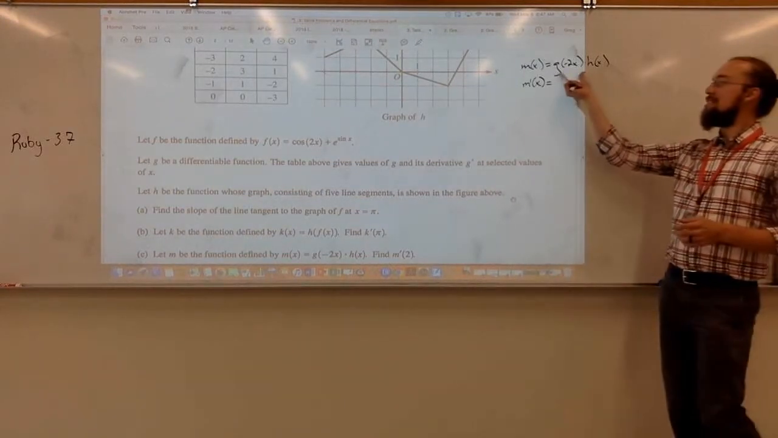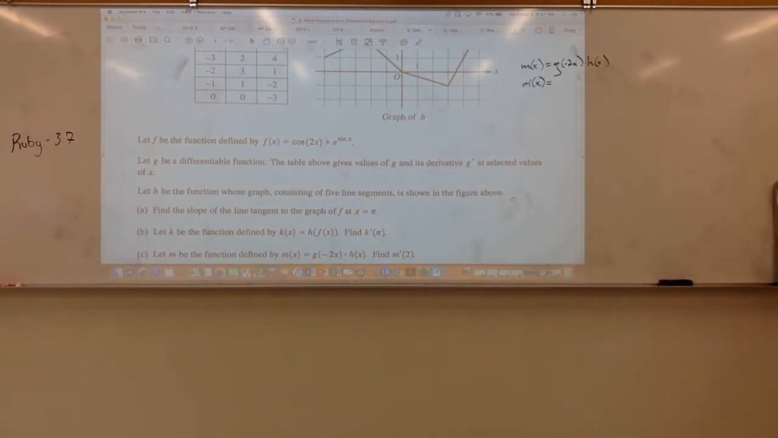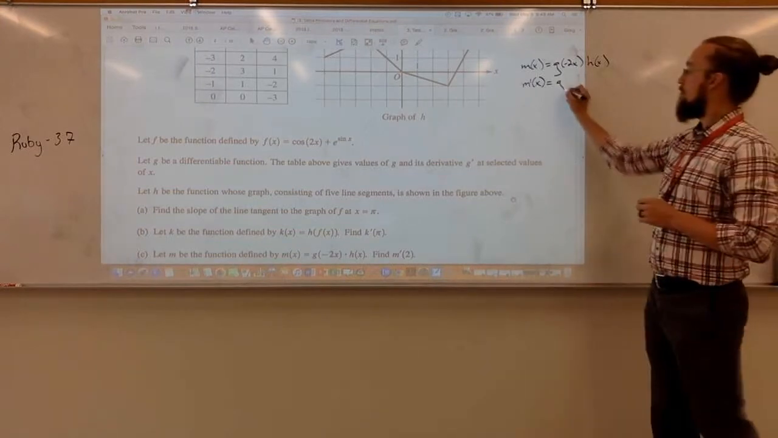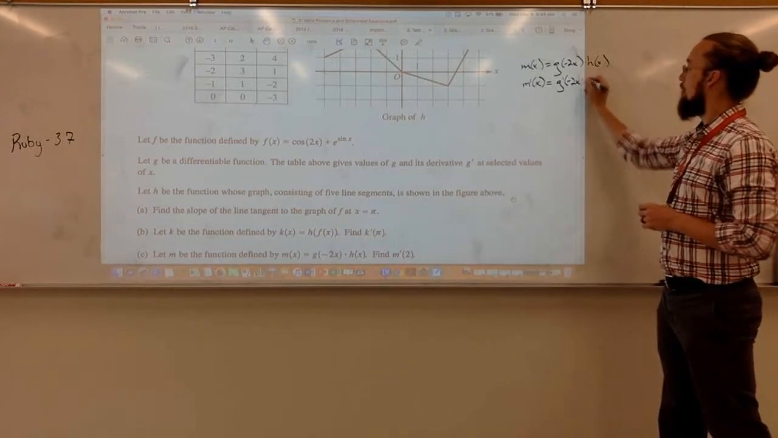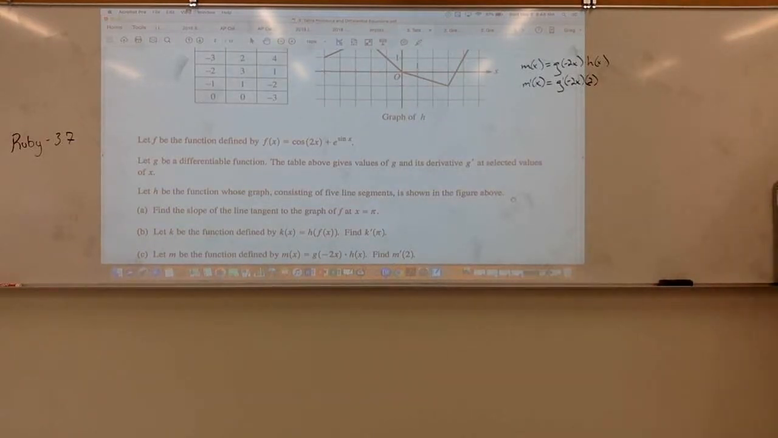Product rule, take the derivative of the first times the second. So how would I take the derivative of g of negative 2x? G prime of negative 2x times 2. Here we go.